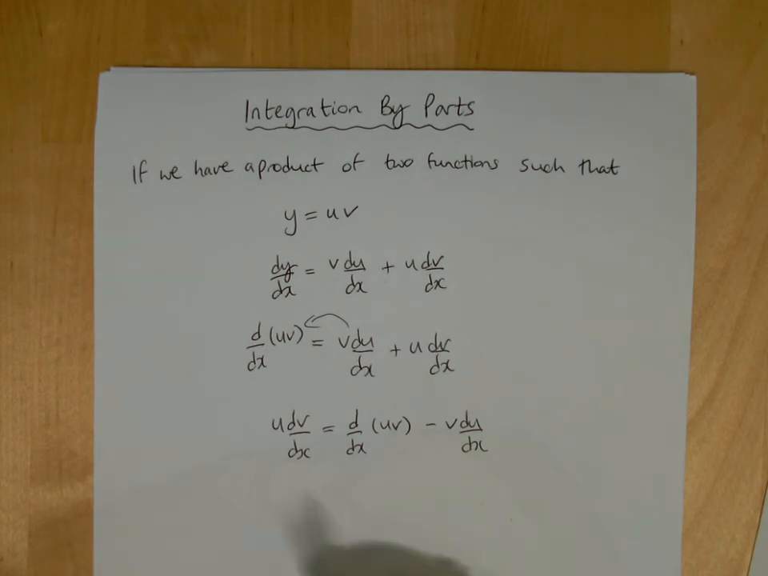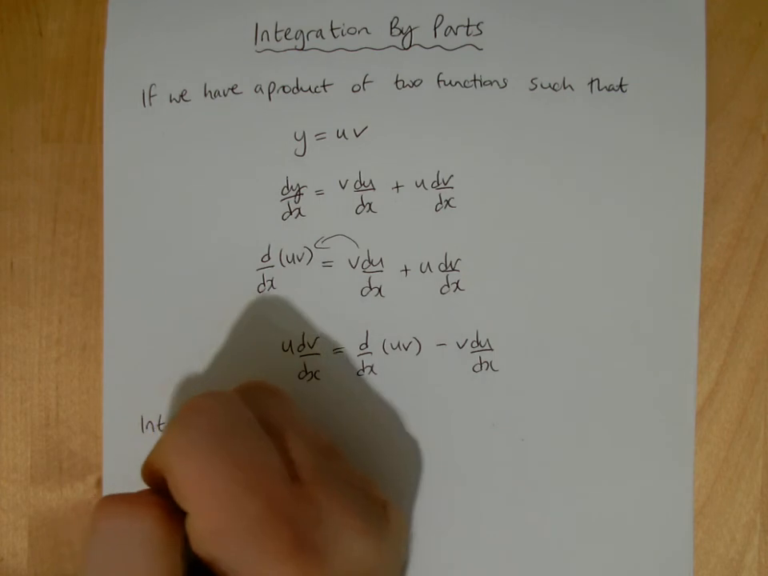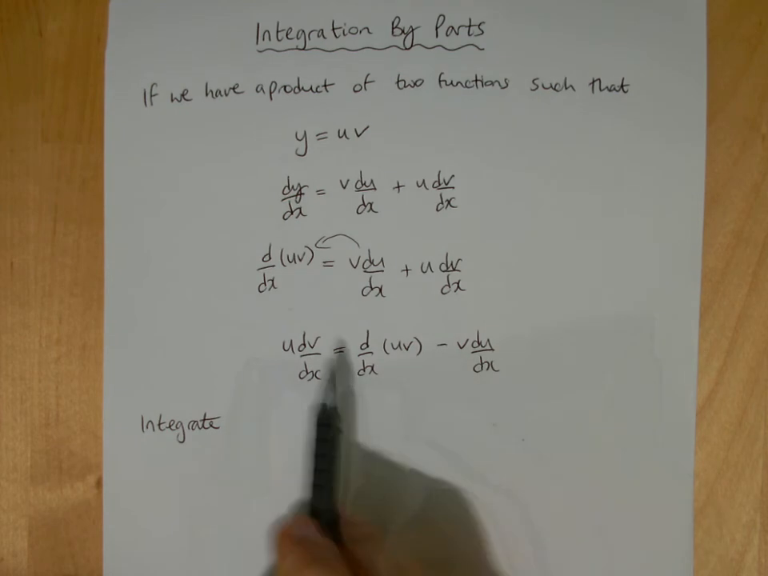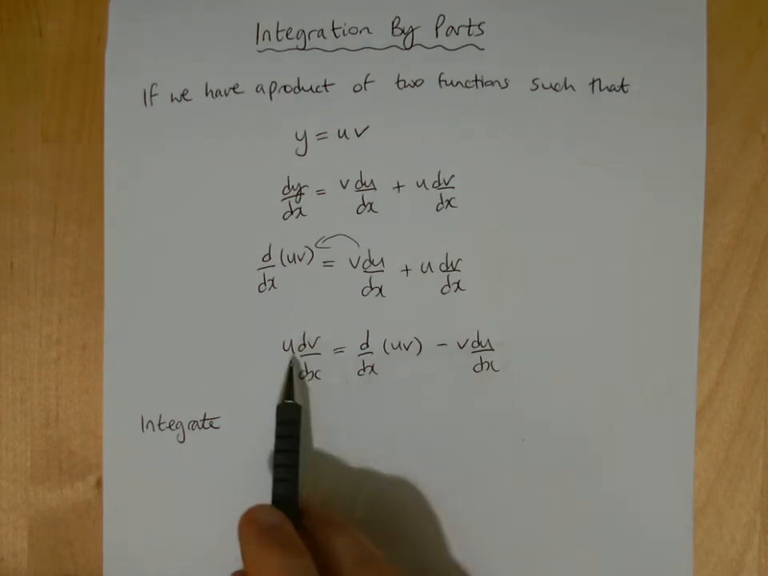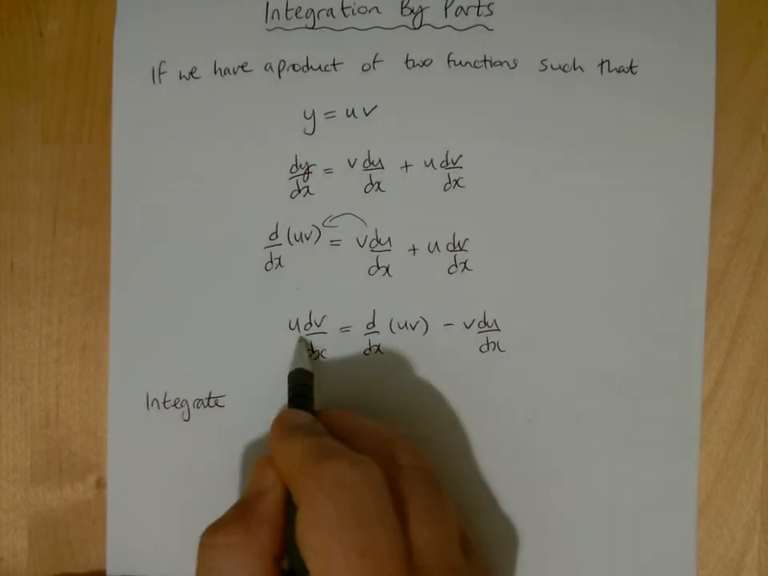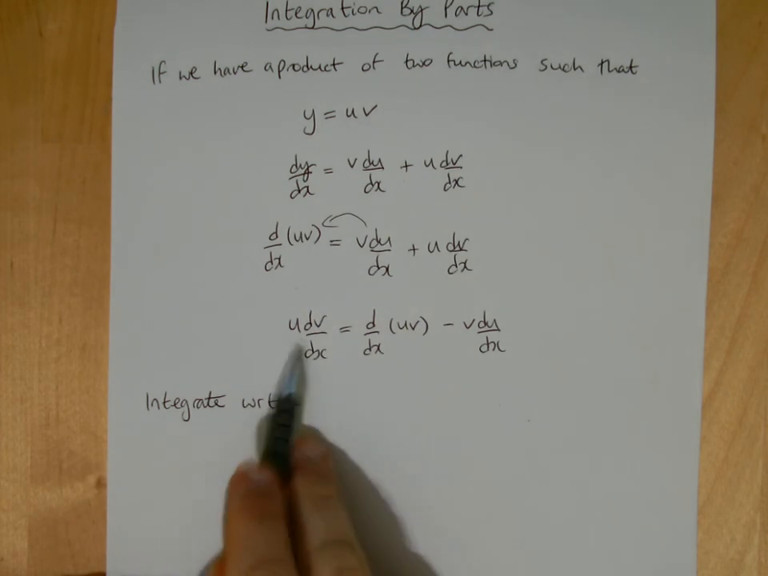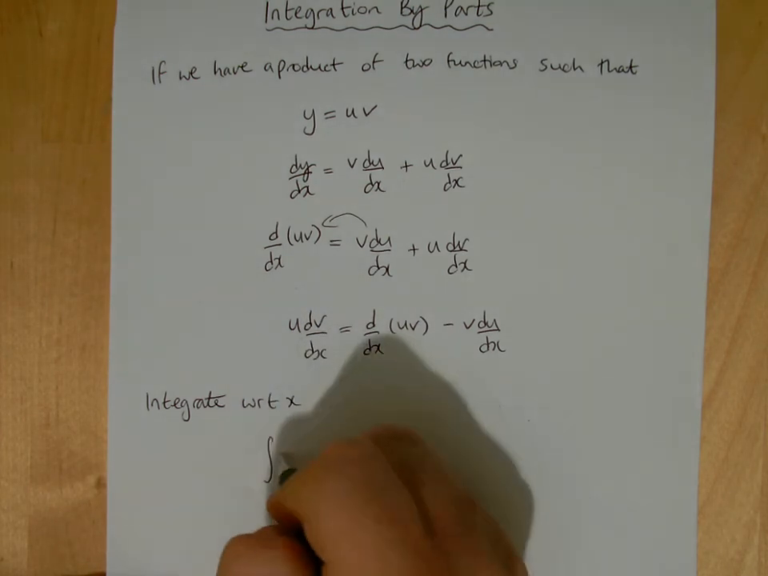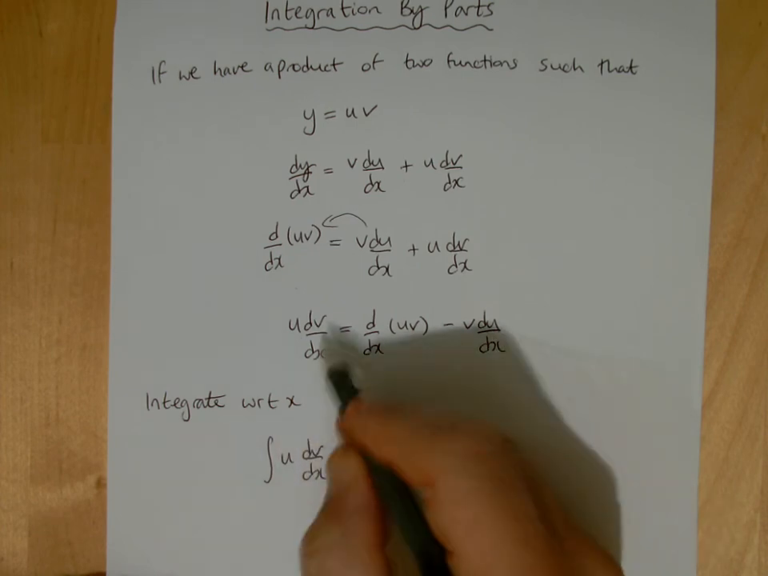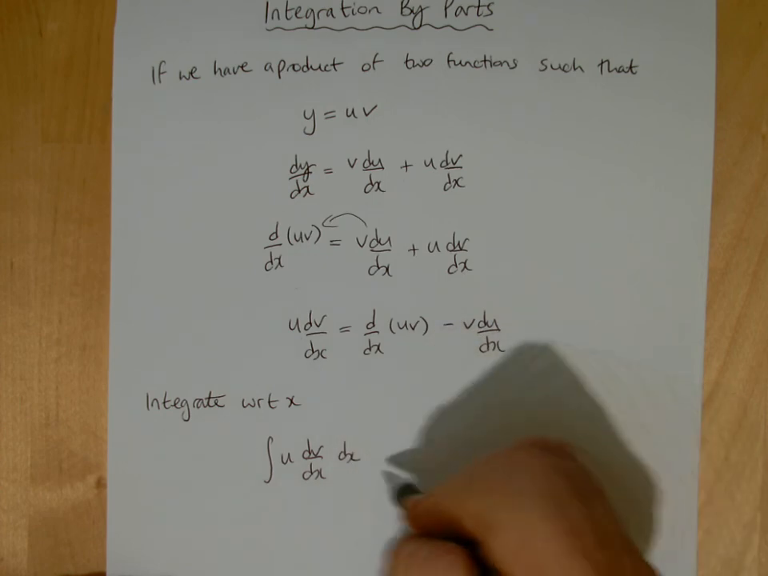It looks a bit strange, but the next step is to integrate. When I say integrate, we're going to integrate both sides of this equation. So I'm going to integrate this, integrate that, integrate this. By the way, I'm going to integrate with respect to x. So if I integrate this, I'll have the integral of u dv dx. Of course, it's with respect to x, so I've got to put a dx there at the end.